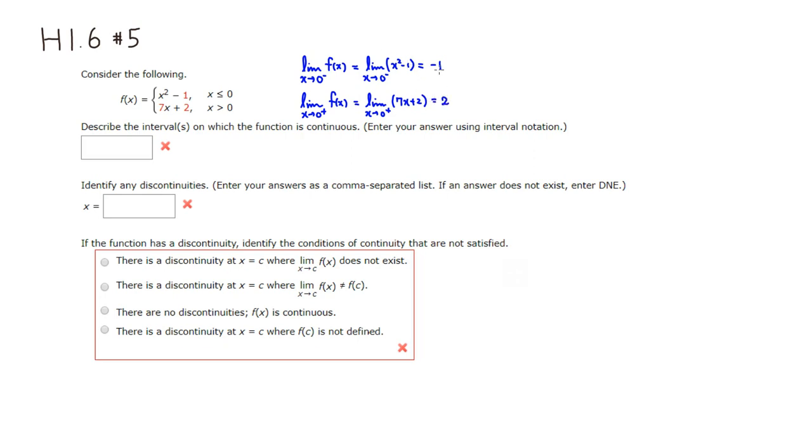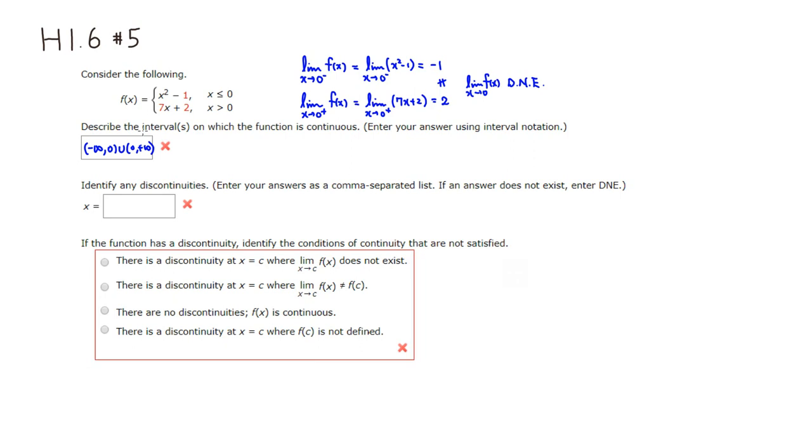Since the left-hand limit and the right-hand limit do not agree with each other, the limit at x equals 0 does not exist. Which means that it cannot be continuous there. So the interval is going to be from negative infinity to 0, but we're going to have to skip that point and then go all the way to positive infinity.